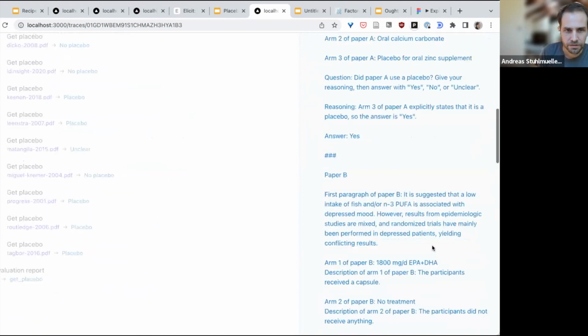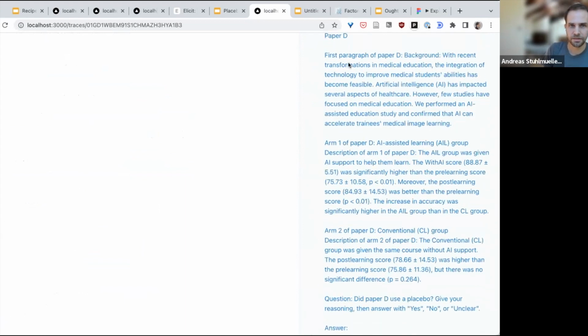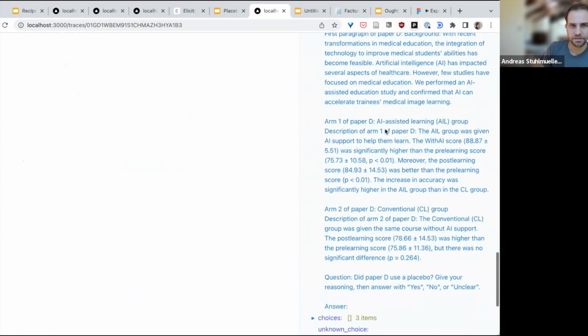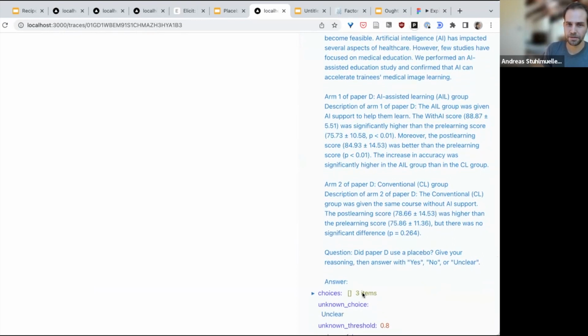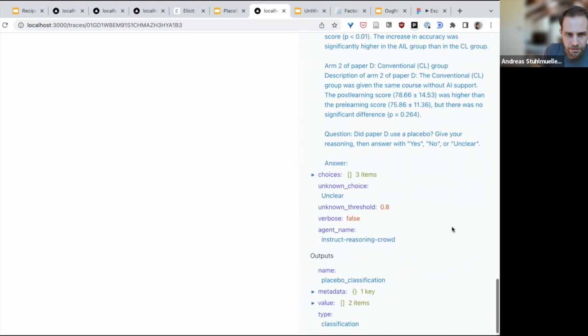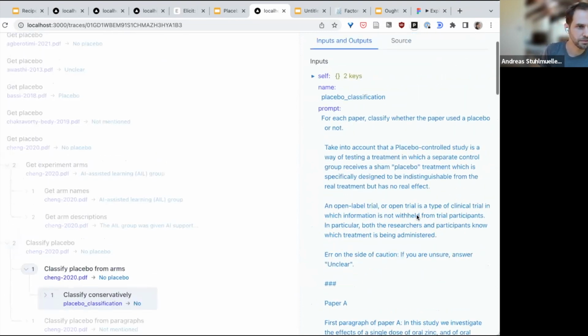Let's see if I can show you this. It's a longer prompt because it's a few-shot prompt. We get back something like this. We say, here's arm one of the paper: the AI assisted learning group, with some description. Arm two: the conventional learning group, with some description. And then we ask the model, did the paper use a placebo? In this case, the model says no, it did not use a placebo, presumably because the arms are obviously distinct. If they're obviously distinct in a way that the participants would know, then it's not a placebo.